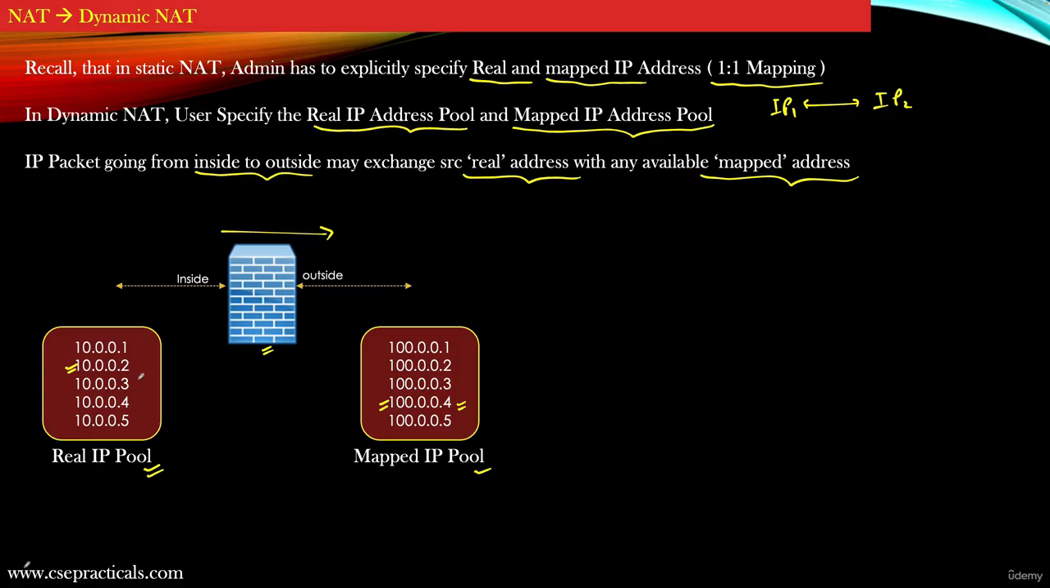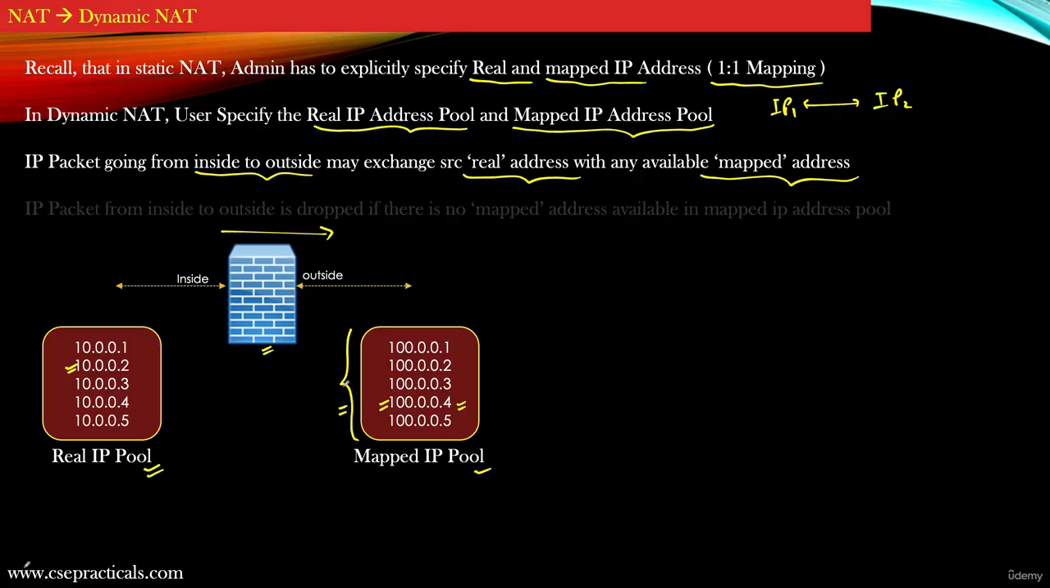Why are we saying it is dynamic? Because we leave this decision to the device, that it can pick up any of the available mapped IP addresses present in the mapped IP pool to replace the original source address of the packet going from inside to outside. That is the reason that it is dynamic, right?